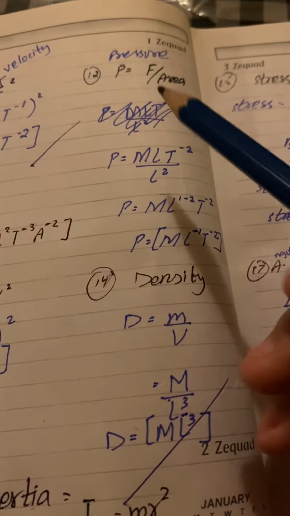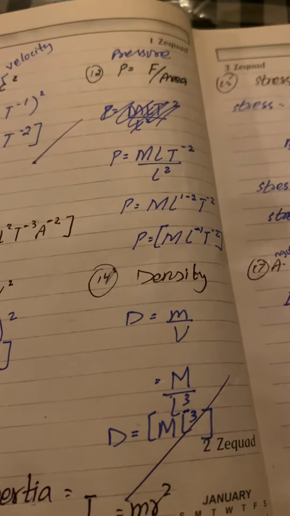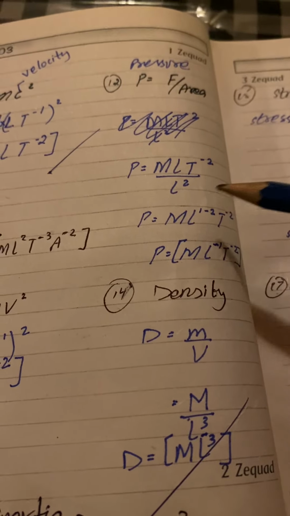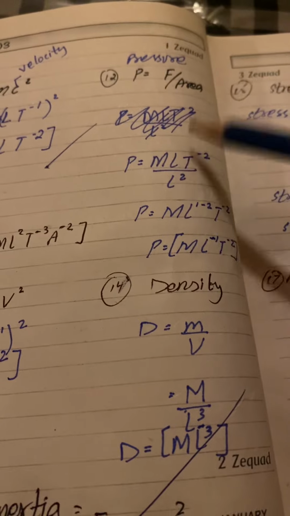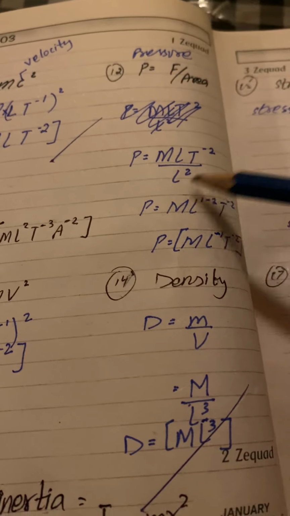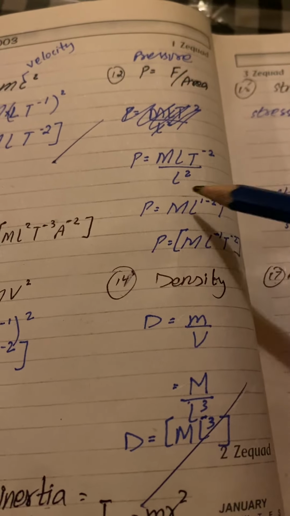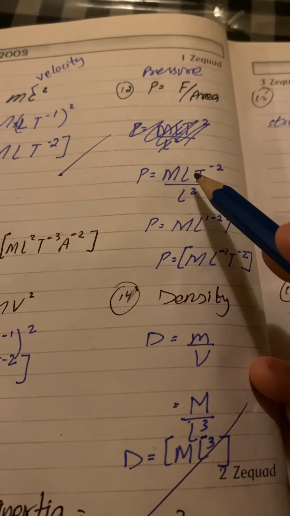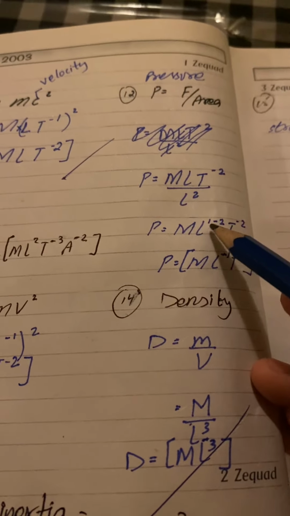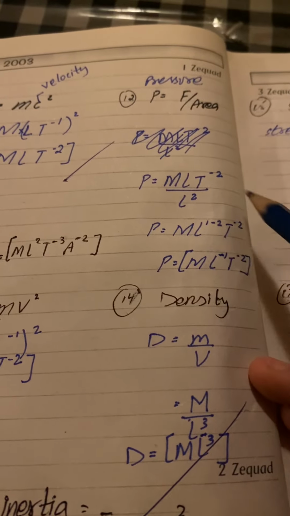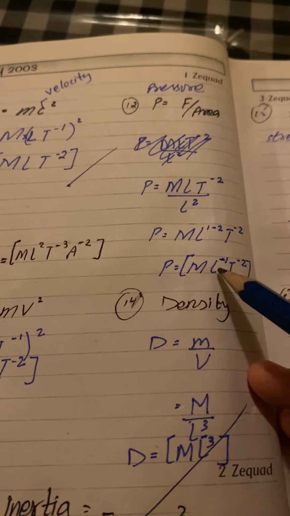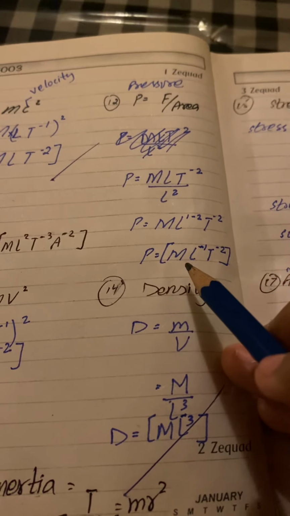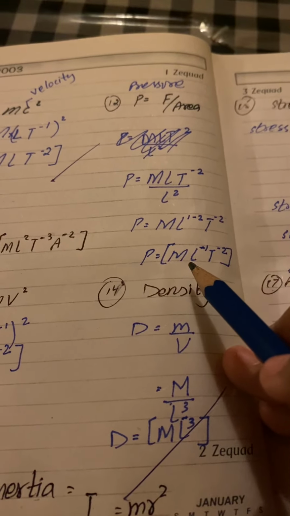Next is pressure. The formula of pressure is force per area. Area is equal to L square because length into width, and force is equal to MLT minus 2. The T minus 2 in the numerator stays minus 2. So L upon L square, plus 1 minus 2, gives minus 1, and T minus 2. The dimension of pressure is ML minus 1 T minus 2.